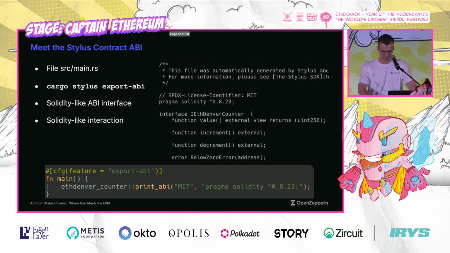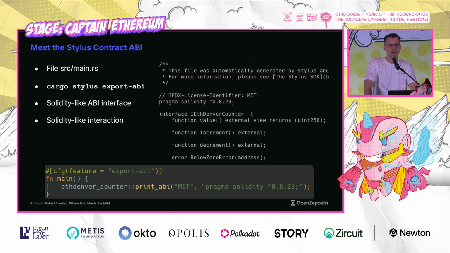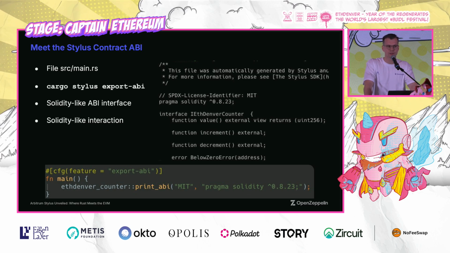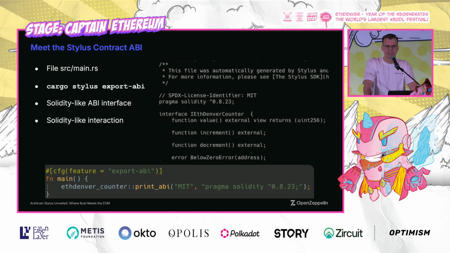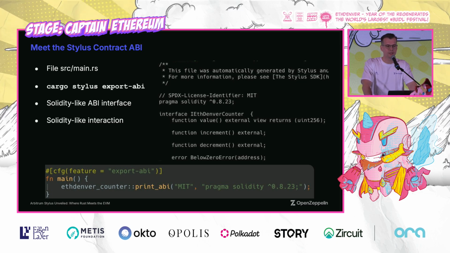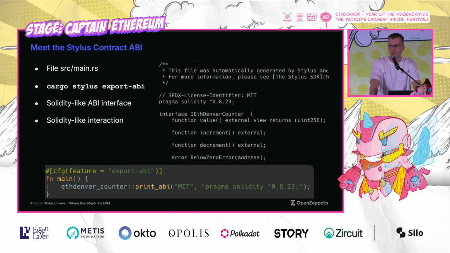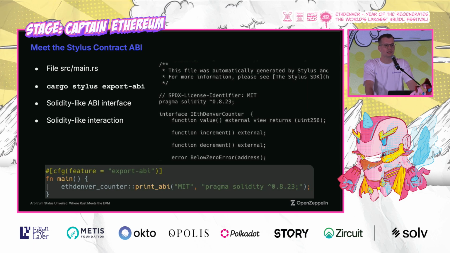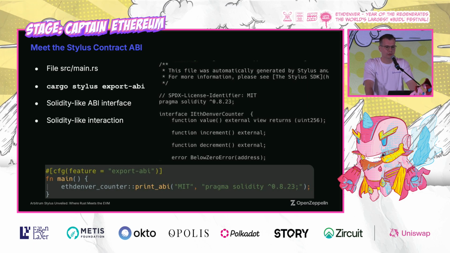Now we want to know how to interact with the smart contract, so let's check the main.rs file. In this file, we have a single instruction called print ABI, and once we execute the cargo stylus export-abi command, it generates for us a Solidity-like ABI interface. It looks exactly the same as for Solidity contracts. So it means that we can interact with our Stylus contracts in the same way that we interact with regular Solidity contracts.